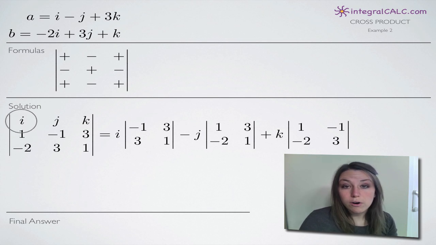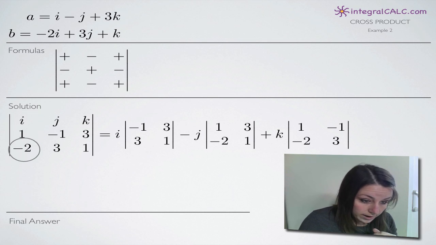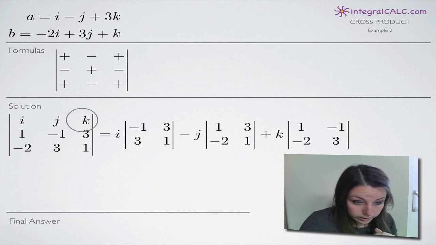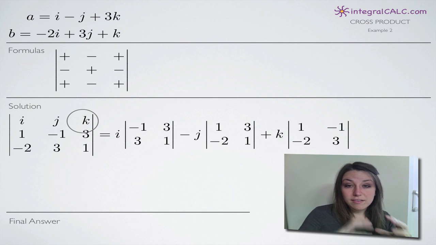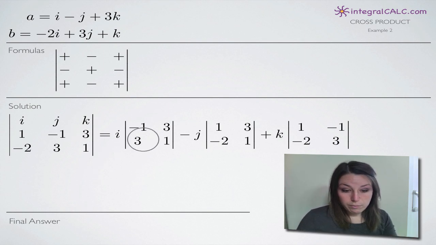We're going to ignore everything in the same column and the same row as i. So we're going to ignore j and k because they're in the same row with i, and we're also going to ignore 1 and -2 right here because they're in the same column with i. So we're ignoring this column and this row, which means we take everything that's left and make that our new matrix that we multiply by i.